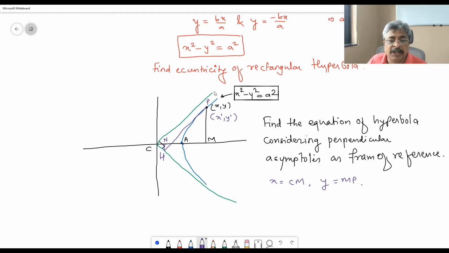If you consider this as the x coordinate after rotation, and this as the y coordinate, then you will get x dash equal to CH and y dash equal to HP, and then the same equation will look a little different. So find the equation of the hyperbola with reference to its asymptotes.